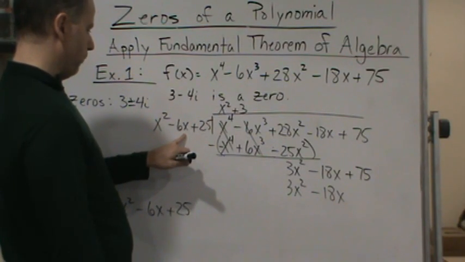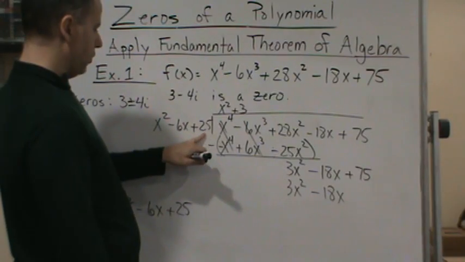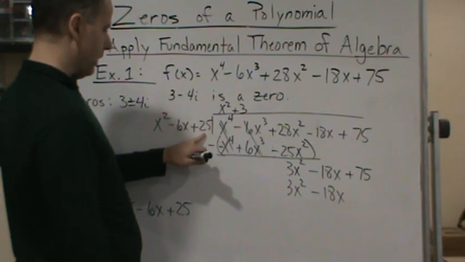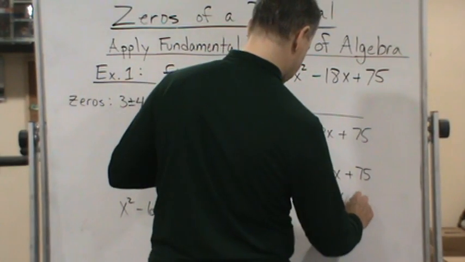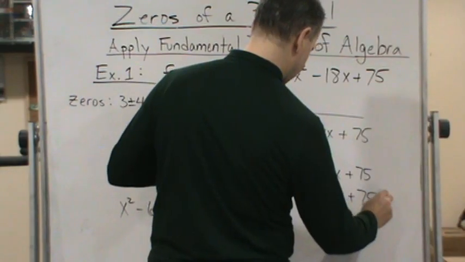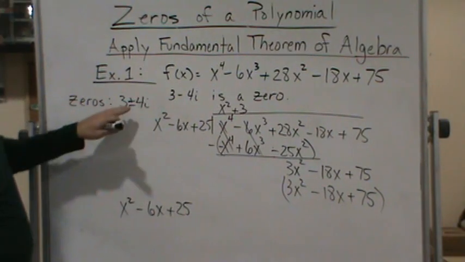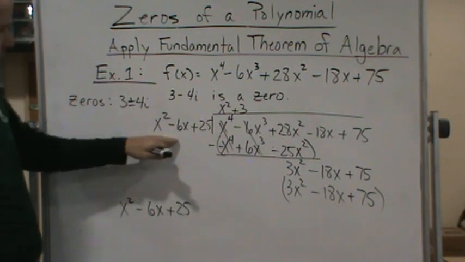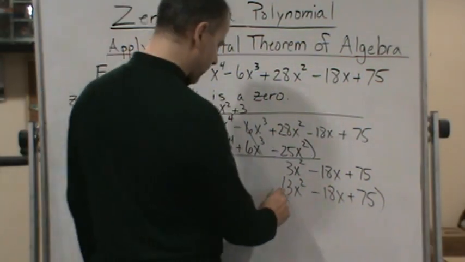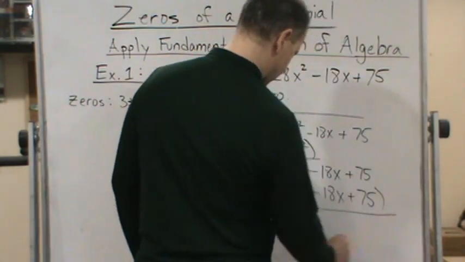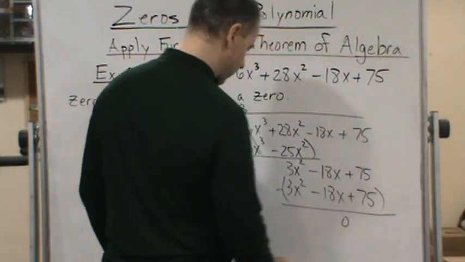Right? And then 25 times 3 is 75. All right, so look at that. Now, obviously, since we already knew that both of these were zeros, we should get 0. So this shouldn't be surprising, that everything cancels out and we get 0.